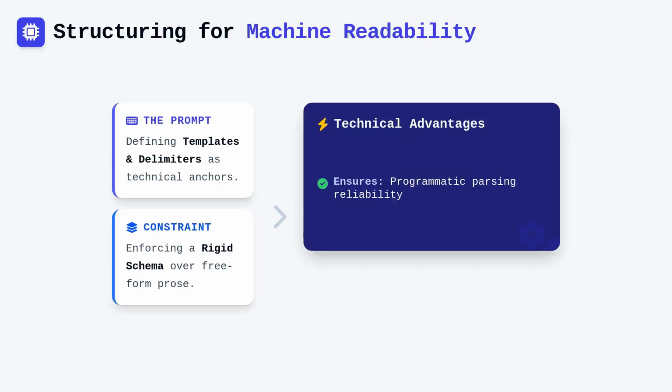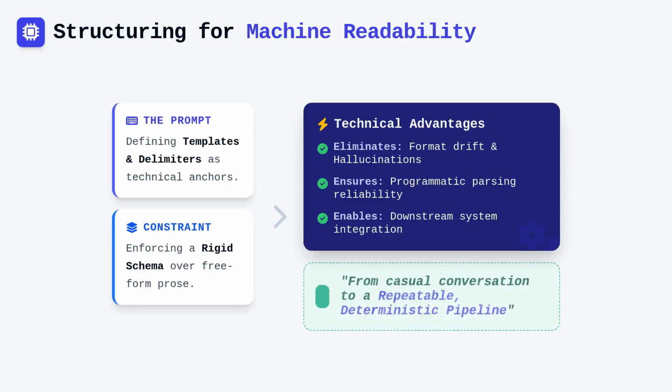When you demand that a model return its analysis within a clearly defined format, such as using triple backticks around a code block or specific tag sets for different sections of a technical report, you increase the reliability of the system integration. This is not just a cosmetic choice, but a technical constraint that reduces hallucinations and format drift. By adopting these standard professional formatting practices, you transform the prompt from a casual conversation into a repeatable, deterministic pipeline that can scale in a production environment.